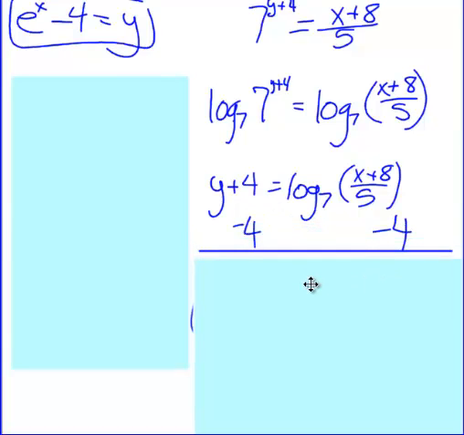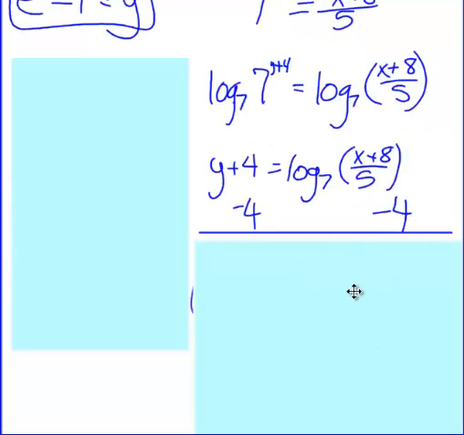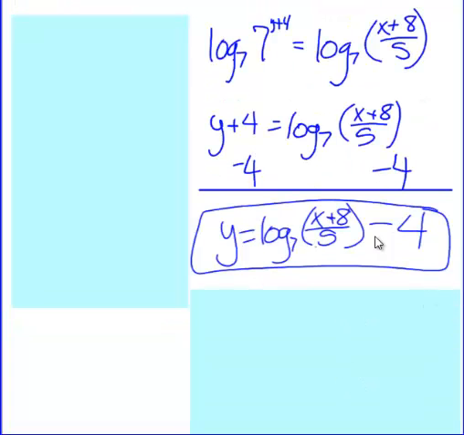Now I'm going to subtract 4 on both sides. And again, this minus 4 stays outside of the log function. So I have log base 7 of the argument x plus 8 divided by 5, that whole thing minus 4. And this is our inverse function.